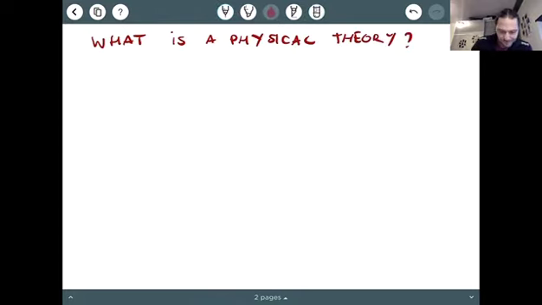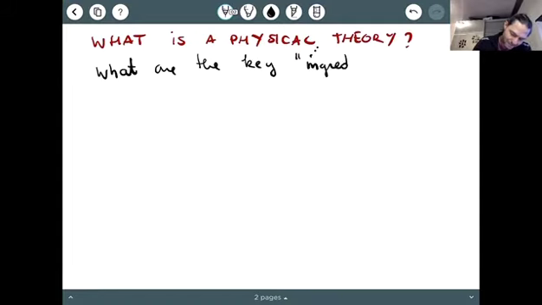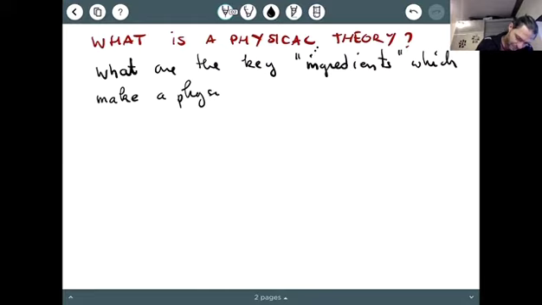And to be slightly more specific, what are the key ingredients which make a physical theory? And by ingredients, it means what does it take to have a physical theory? What is a physical theory made of?